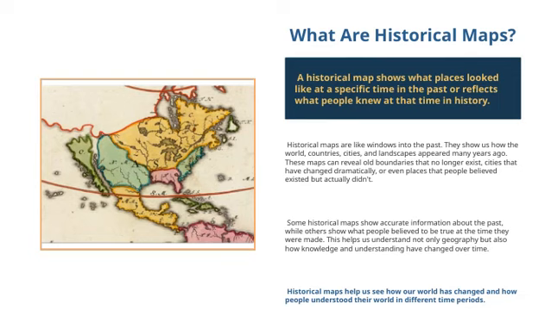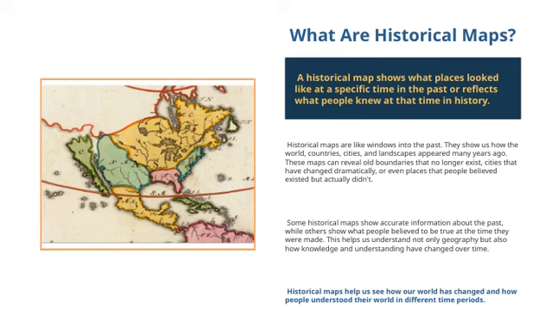So, what exactly are historical maps? Well, they are maps that show us what places looked like at a specific time in the past, or what people understood about the world back then. Think of them as windows into history. They reveal how the world, countries, cities, and landscapes appeared many years ago. Some historical maps show us real, accurate information, while others reflect what people believed to be true at the time they were made.